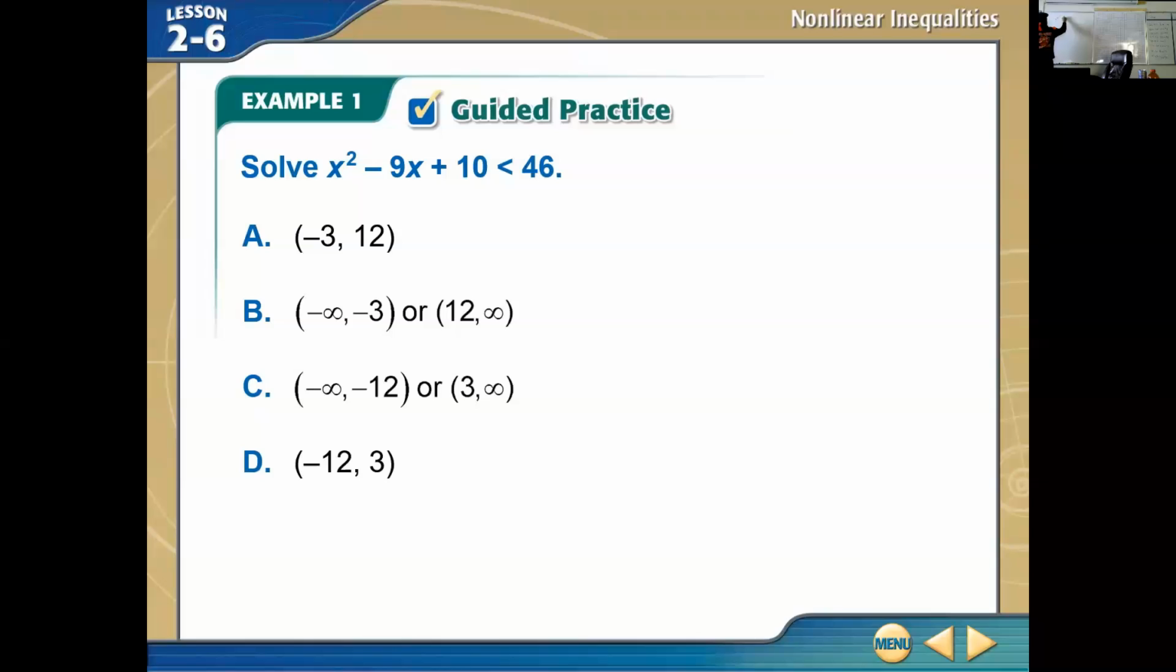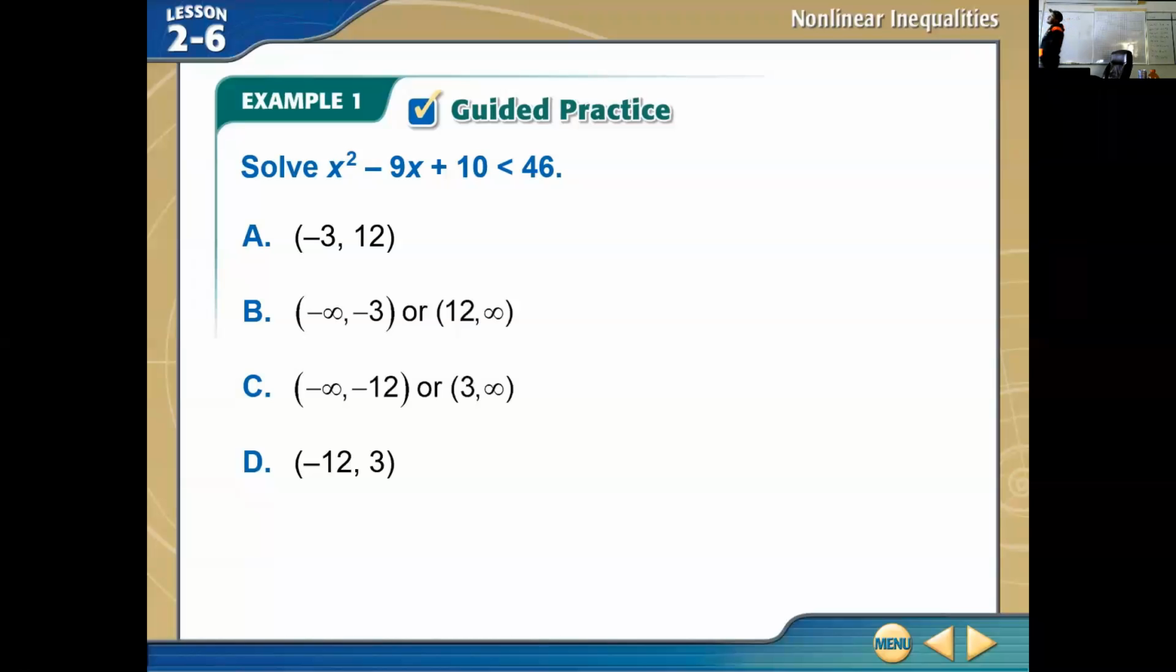x squared minus 9x plus 10. Okay, and this one is just less than. So since it's less than, as you can see from the answer choices, we're going to be using all parentheses. So we can't eliminate any answers that show brackets here.